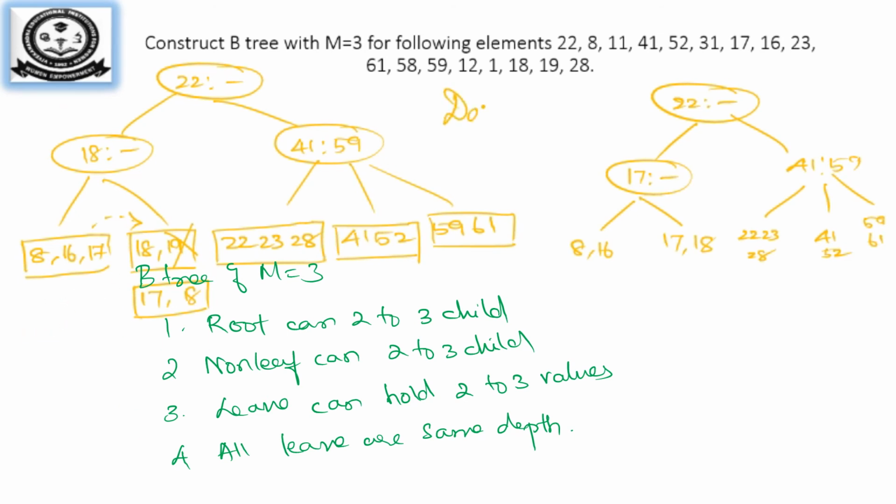So if you delete 19, I'll write the delete over here. If delete 19 is performed, this will be the tree you will be having. So this is the box you will be having.